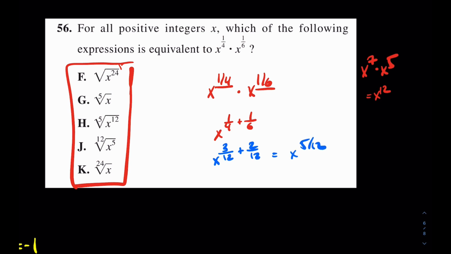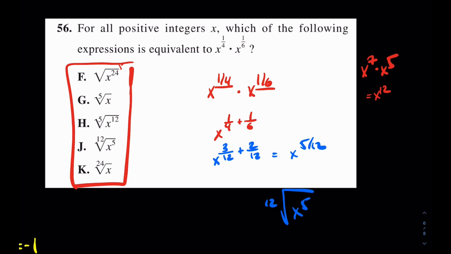Well, if that's the case, now we use that skill of power root. In other words, the exponent right here will become an actual radical. So this is going to become the 12th root of x to the 5th. Remember that the denominator becomes the power of the root. Power root, my mistake, not power sum. So again, this denominator will become the power of the root. So the answer for me is J.